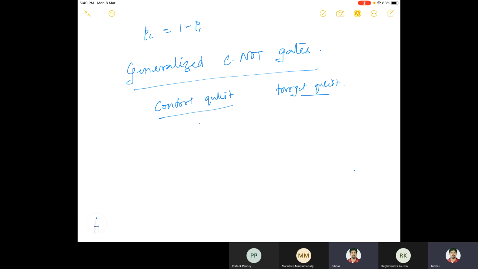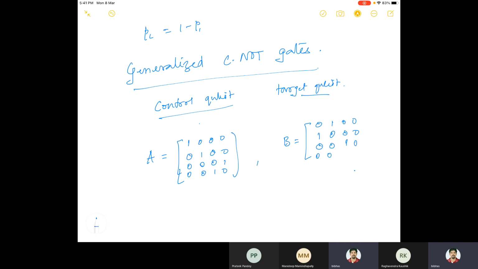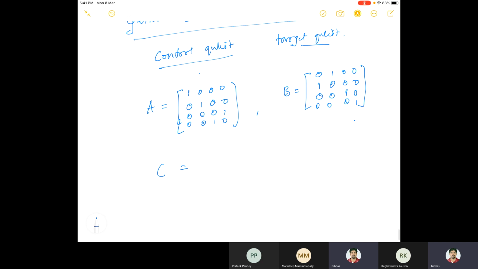Let me write this gate as A: 1 0, 0 1 in the top block, then 0 0 0 0 0 1 and 0 0 1 0. This was my C-NOT gate. I can give you another gate, 0 1 0 0. All these are permutation matrices. And then I can give you one more gate, like this, 1 0.